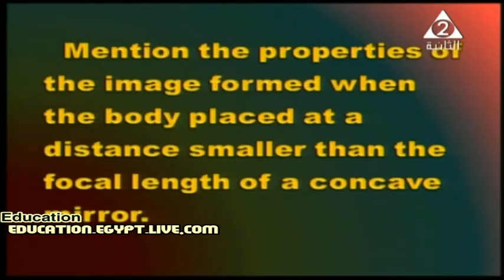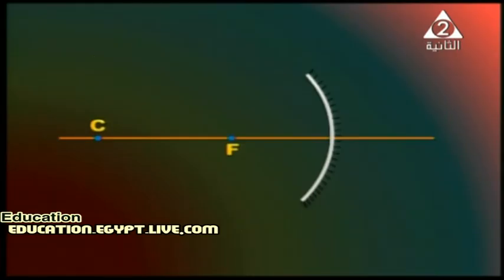So the object is placed at a distance smaller than the focal length, it means it will stand at a distance smaller than the focus. This is the concave mirror, and this is the principal axis, in which are located the focus and the center of curvature. The object is placed at a distance less than the focal length. The object sends a light ray parallel to the principal axis.